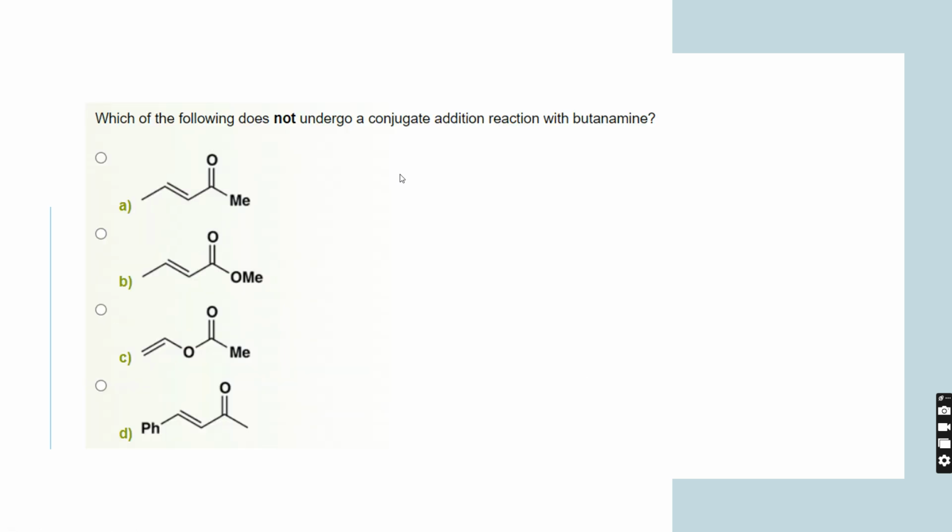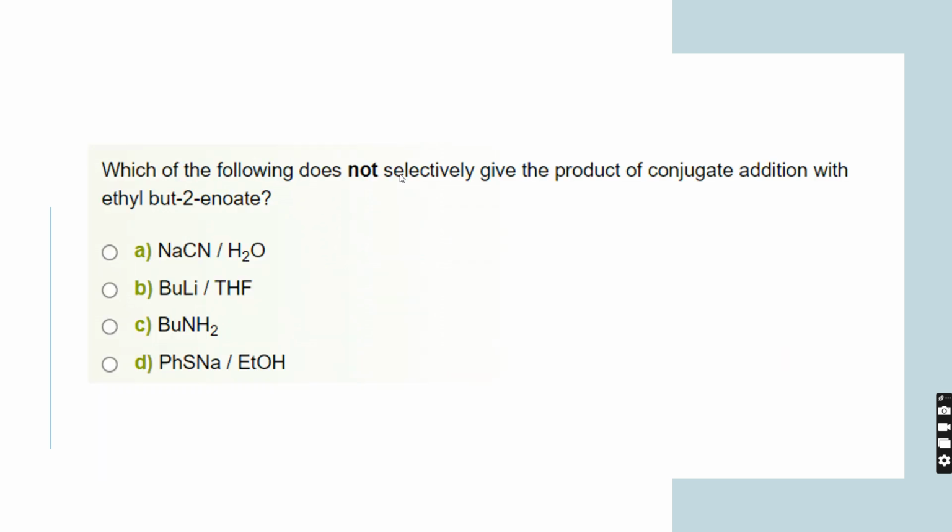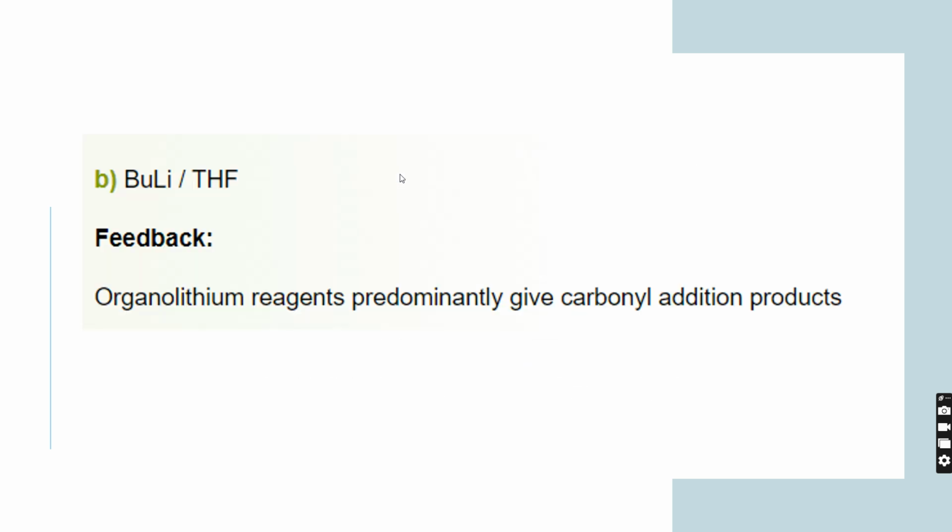And in the next question we discussed how to get a conjugate addition. You always need an electron deficient carbon carbon double bond preferably. So we chose option C as the correct answer here, which will not undergo conjugate addition reaction with primary amine. And again, the next question is from the topic hard soft nucleophiles, and we discussed that again organolithium compound will not give you conjugate addition, rather it will give you carbonyl addition product.